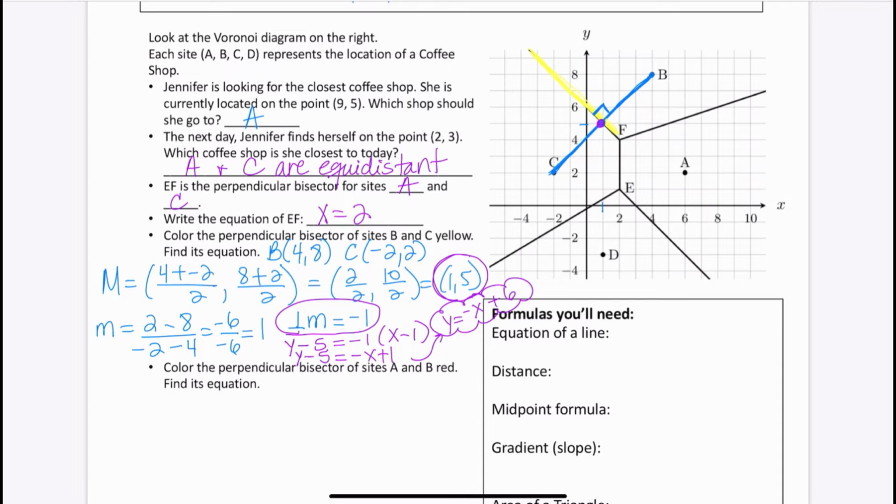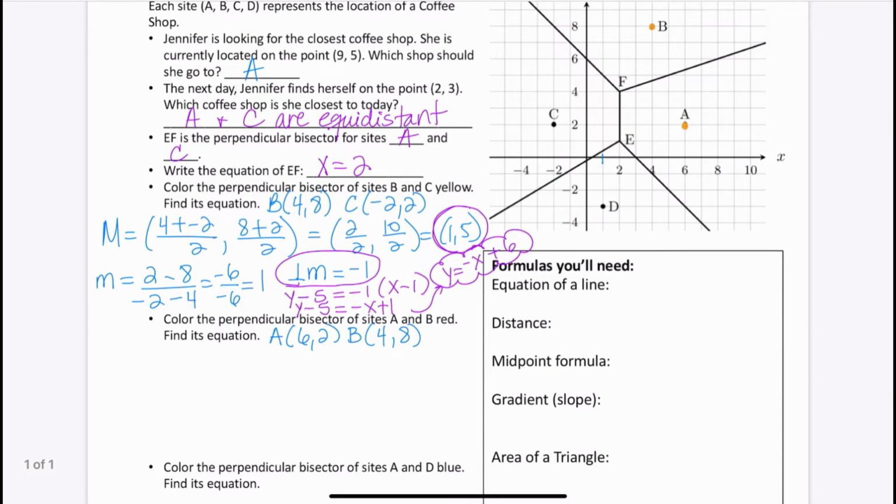We're going to move on and we're going to do the same thing for sites A, B. Let's locate sites A, B. The ordered pair at A is the point 6, 2, and the ordered pair at B is the point 4, 8. I'm going to go ahead and write those down. Once again, we're looking for the perpendicular bisector of AB. If I connect AB right here, I can clearly see the perpendicular bisector, which is the edge here, is going to be this one in red.